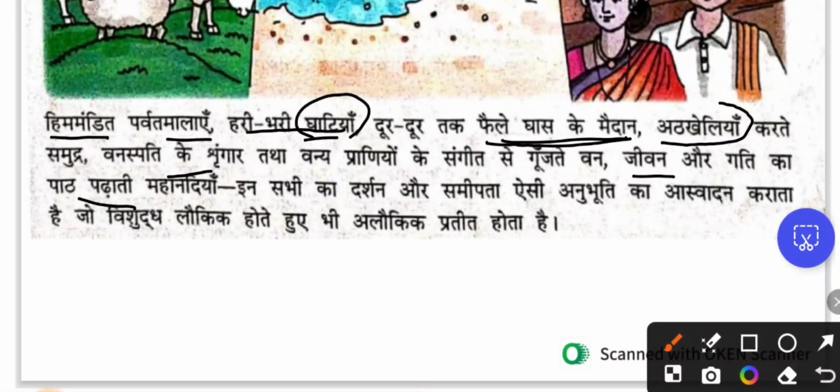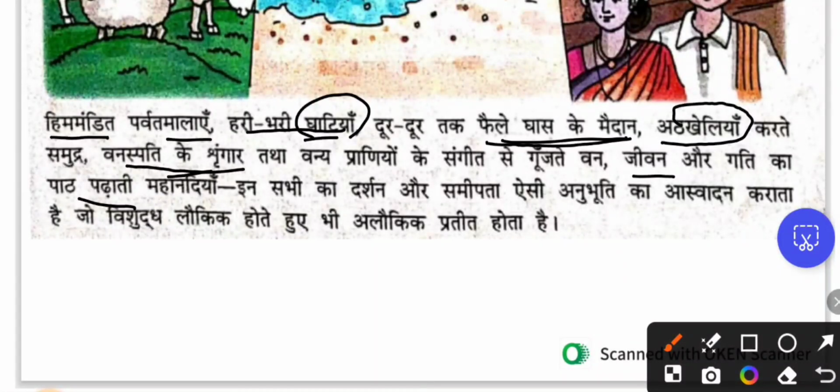Atkhelia is the playful act. We cannot guess how it will play, so that is known as Atkhelia, the playful seas. Okay, the waves will be moving here and there and we cannot guess, right? So the author has described the sea as Atkhelia karte, the playing ocean.